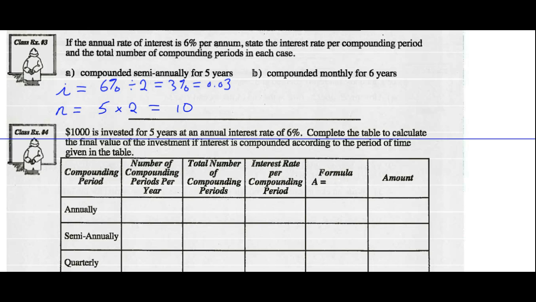So you can see that i and n change depending on how many times we compound it. If it's compounded monthly for 6 years, well, i has an interest rate of 6%, but it's compounded monthly, so I have to divide that by 12. So we get 0.5%, or as a real number, that's 0.005. And n is compounded for 6 years monthly, so there are 72 compounding periods in that situation.